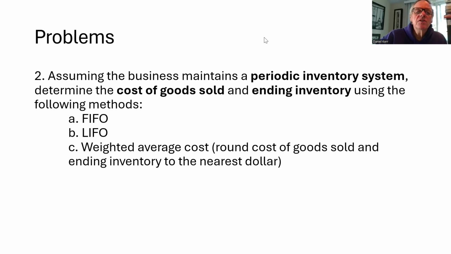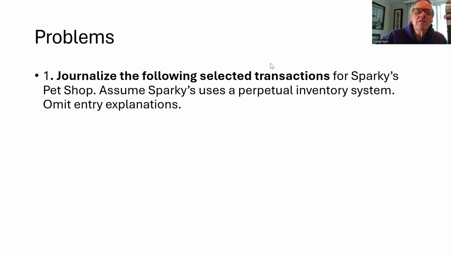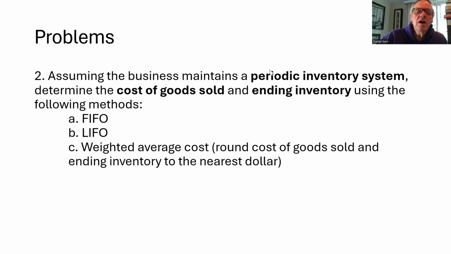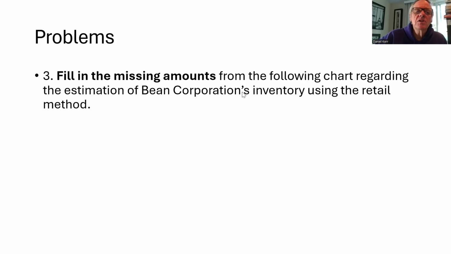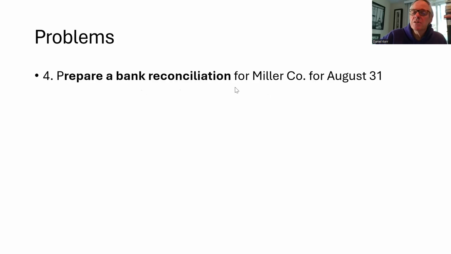So the first question was from Chapter 5, the one on cost of goods sold and ending inventory. Question 2 and question 3 are from Chapter 6. And this will come as no great surprise with the amount of time I spent on Chapter 7.